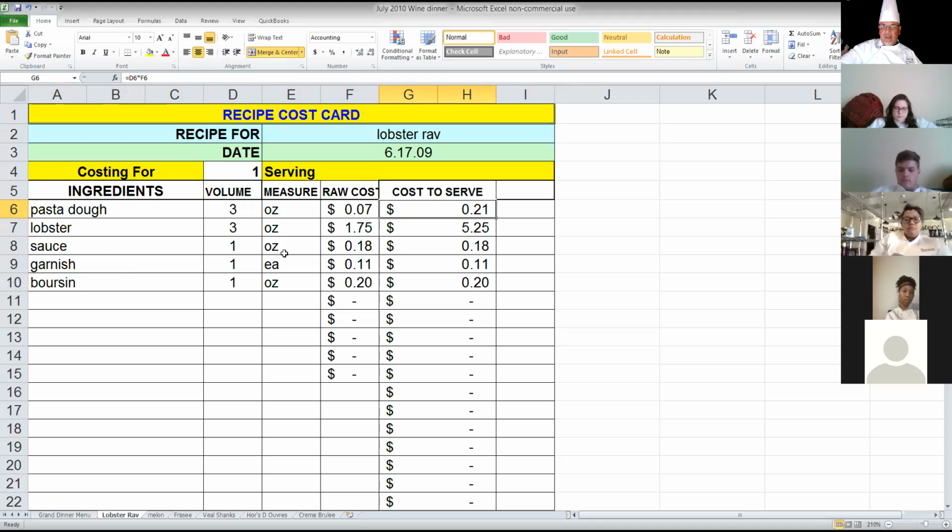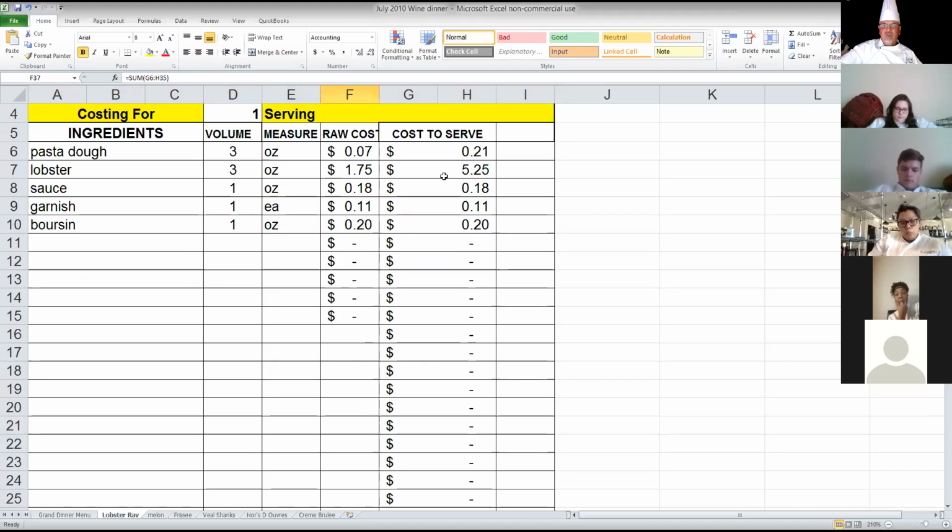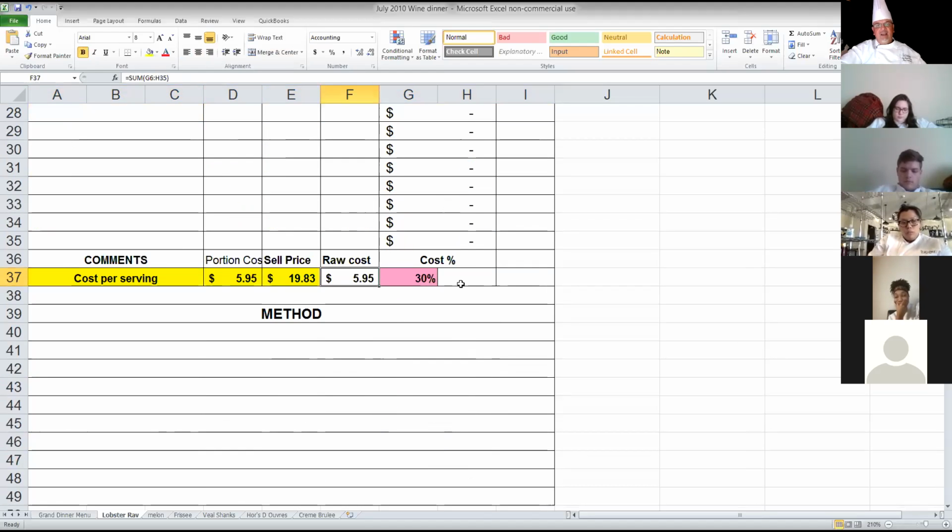More than cheese, okay? Lobster wrap, number recipe, what date, how many serves for? Very important. And over here, it's already adding all these things up. 21 cents, 5.25, 18, 11, 20 cents. Total recipe cost is $5.95. Okay. So portion cost is $5.95. This one is suggesting to you guys to sell it for $19.83 with a 30% food cost. It's already built in there, guys. Okay.